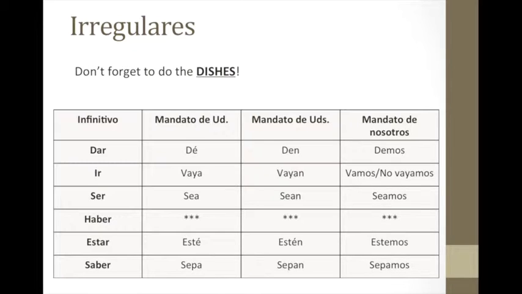Estar, we use esté, estén, and estemos. Notice that the nosotros form does not have an accent, just like estamos, when you're saying "we are" in the present indicative tense, does not have an accent. So estés, esté, and estén all have accents. Saber is sepa, sepan, and sepamos.